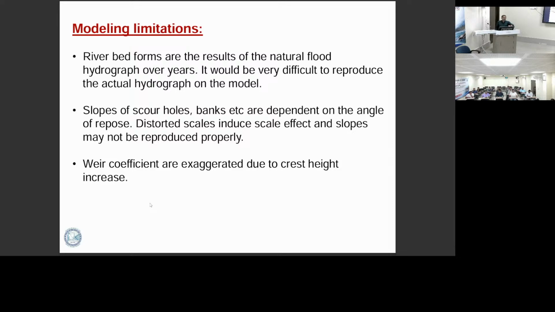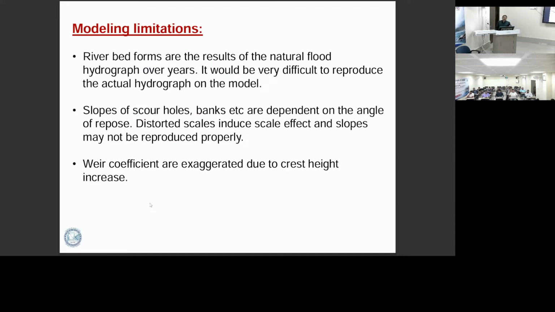It would be very difficult to reproduce the actual hydrograph in the model. Because of the time scale I told you, the hydrograph cannot be run, because in the prototype a lot of hydrographs come in every year. It comes with high peaks, and then the lower limb comes, then it lowers down. That phenomenon cannot be run in the model. That is the first limitation.